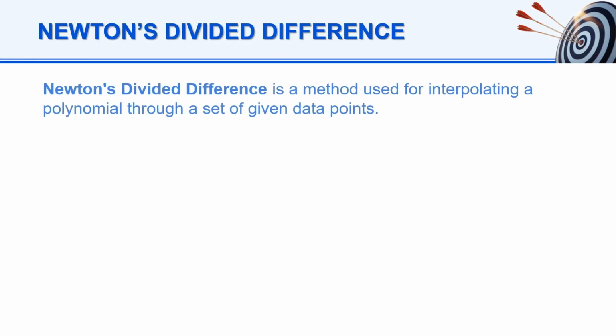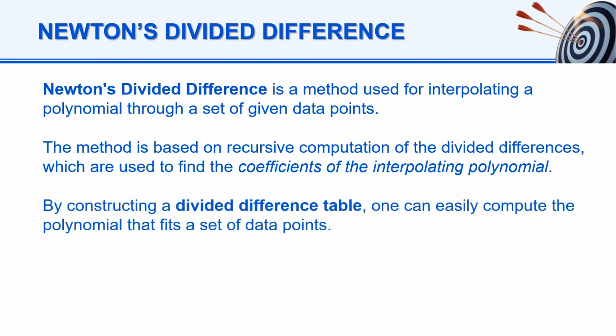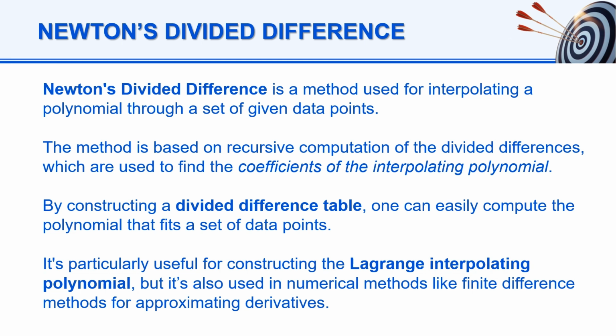Newton's divided difference is a method used for interpolating a polynomial through a set of given data points. The method is based on recursive computation of the divided differences, which are used to find the coefficients of the interpolating polynomial. By constructing a divided difference table, one can easily compute the polynomial that fits a set of data points. It's particularly useful for constructing the Lagrange interpolating polynomial, but it is also used in numerical methods like finite difference methods for approximating derivatives.